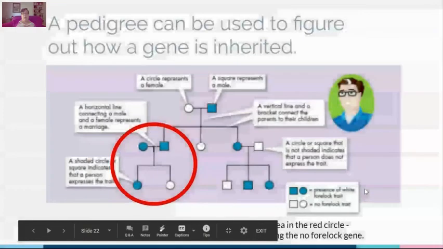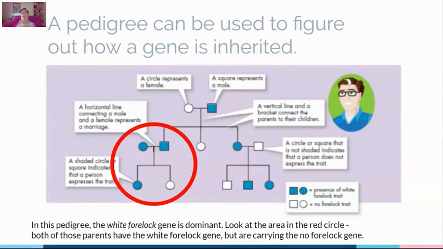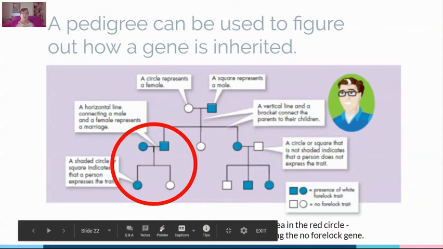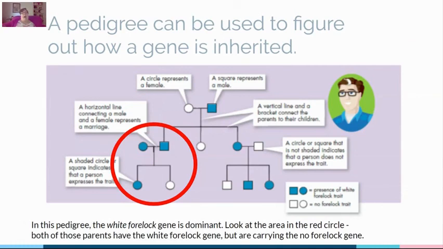So take a look here in that red circle. Notice that you have two parents with the white forelock gene, but they've produced a child with no forelock. Now, the white forelock gene in this particular example is dominant. So that means that no white forelock is recessive in this example. Because the no white forelock gene is recessive, we know that this white circle child must have a genotype of lowercase f, lowercase f, if I pick F to represent my forelock gene.